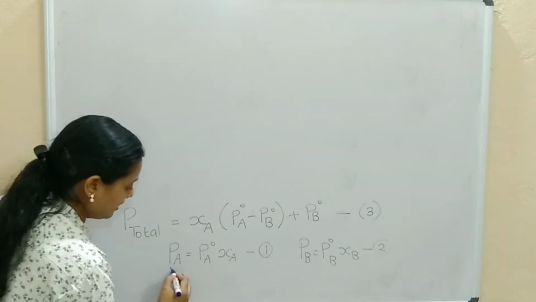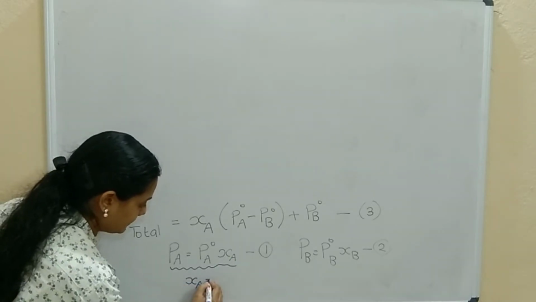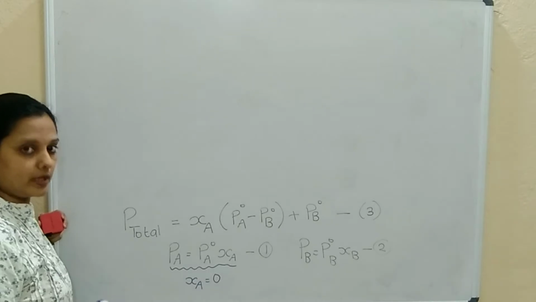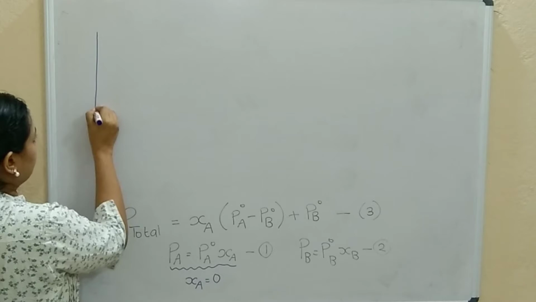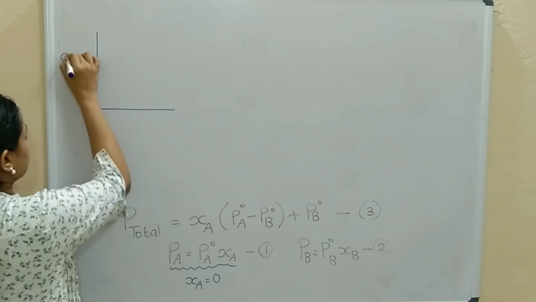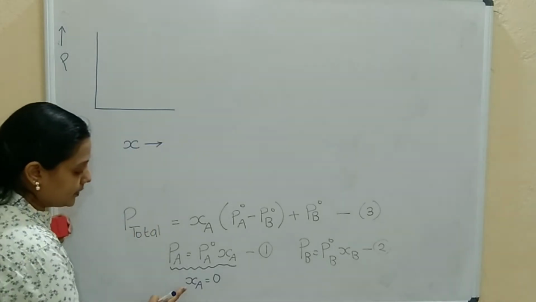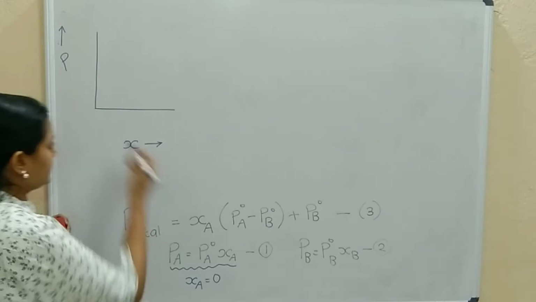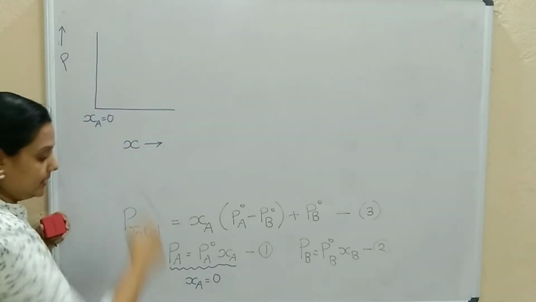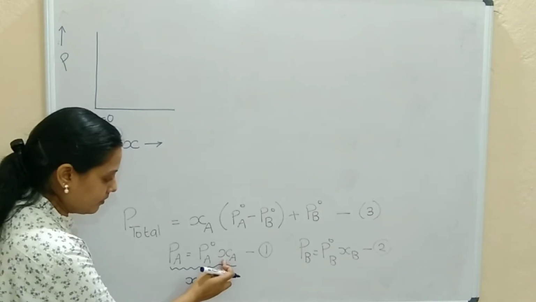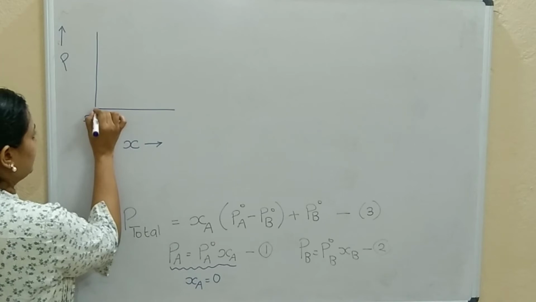So in equation number 1, suppose XA is equal to 0. First we will plot the graph based on equation number 1. The graph will be vapor pressure versus X, the mole fraction. Suppose I keep XA equal to 0, that is the origin point. In this equation, if I put 0, PA will be equal to 0.